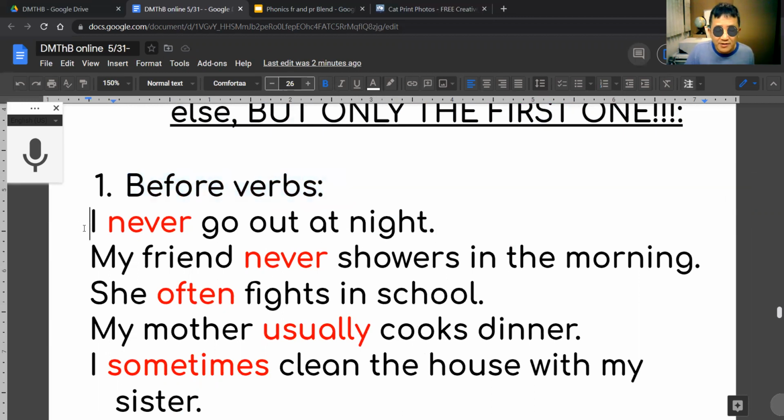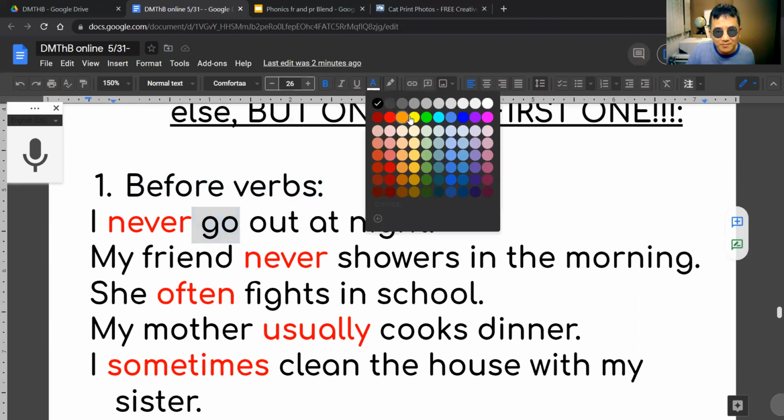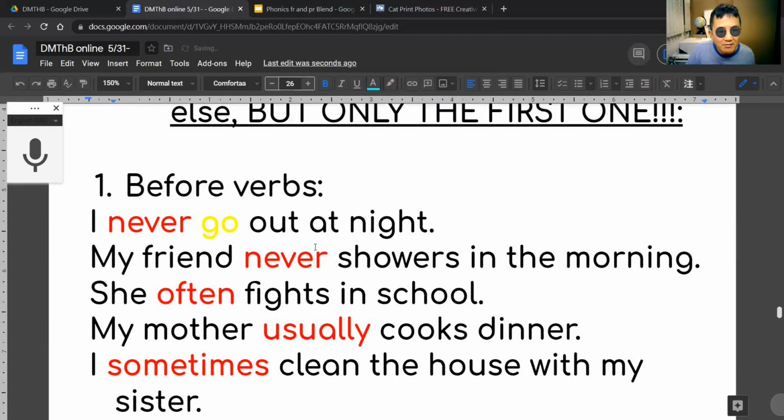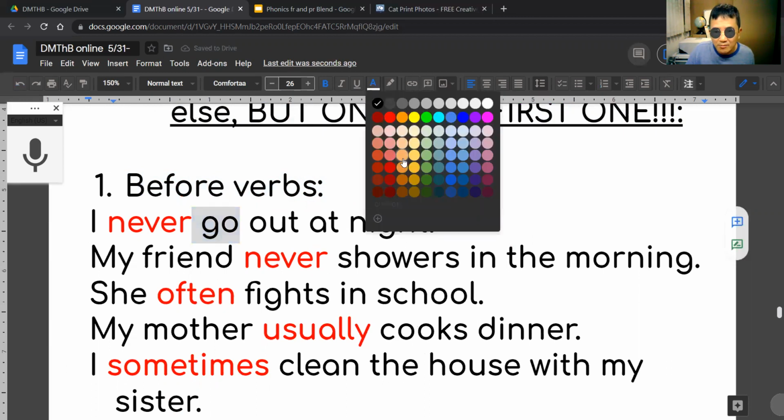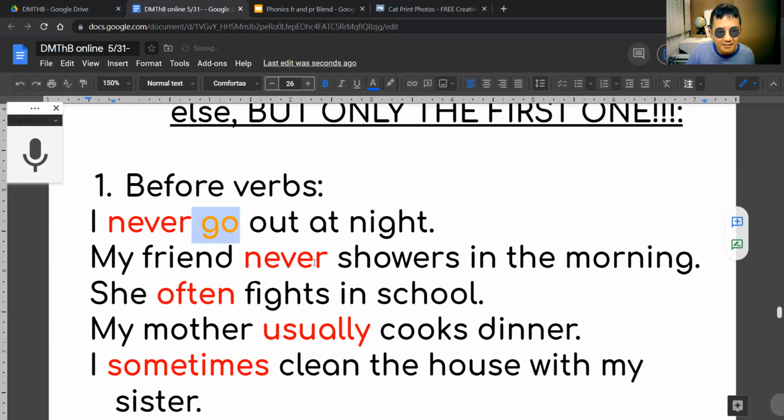Let's look at the first example. I never go out at night. Where is the verb? It's right here. It's the word go.